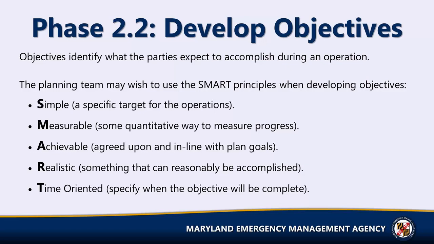Measurable, meaning they provide some quantitative way to measure progress. Achievable, meaning they are agreed upon and in line with the plan's goals. Realistic, meaning they can reasonably be accomplished. And time-oriented, meaning they specify when the objective will be complete.